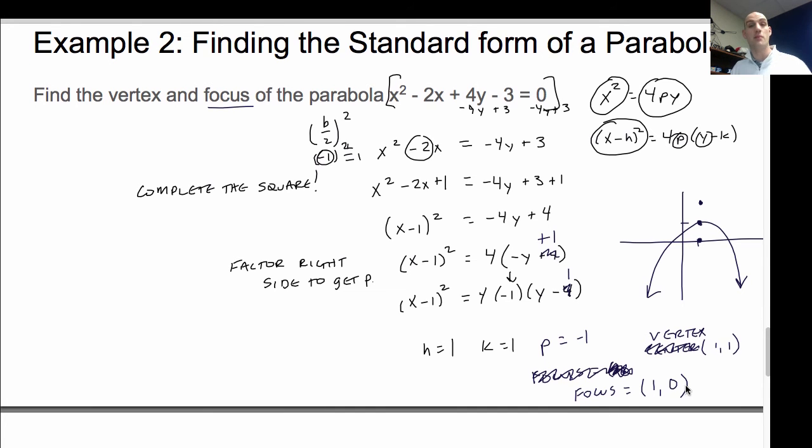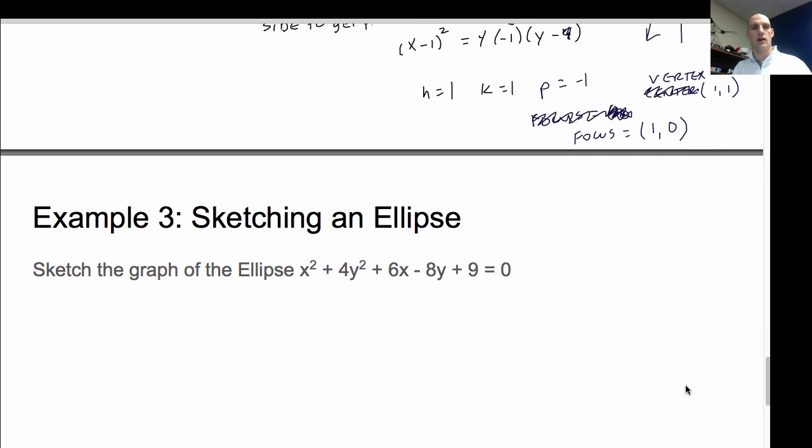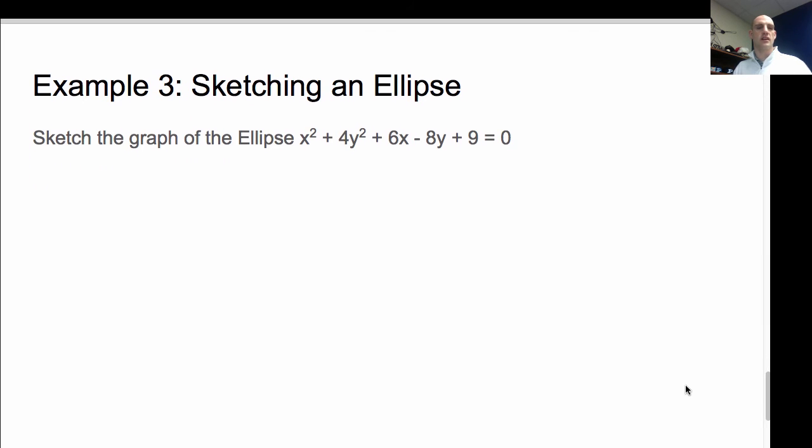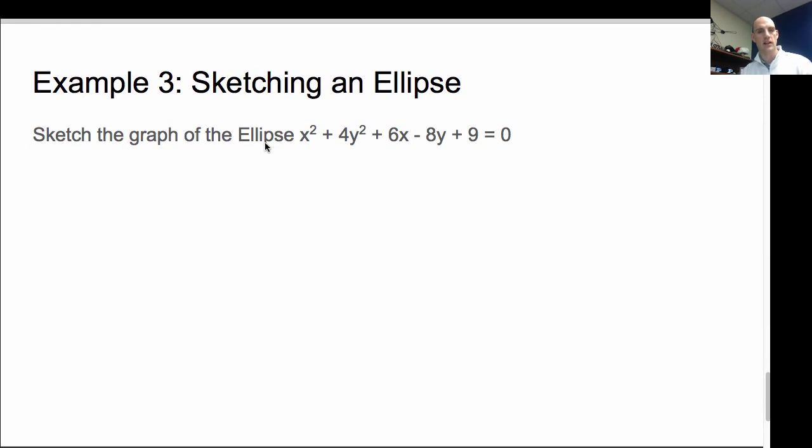So we're going to be completing the square some in this section. Sketching an ellipse. Sketch the graph of the ellipse with this equation: x squared plus 4y squared plus 6x minus 8y plus 9 equals 0. It gets a little bit confusing, but let's look at what we need for the equation of an ellipse.